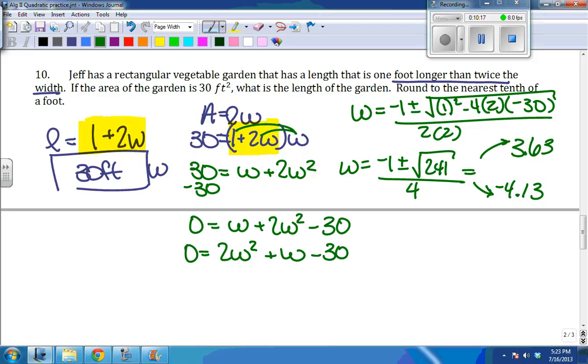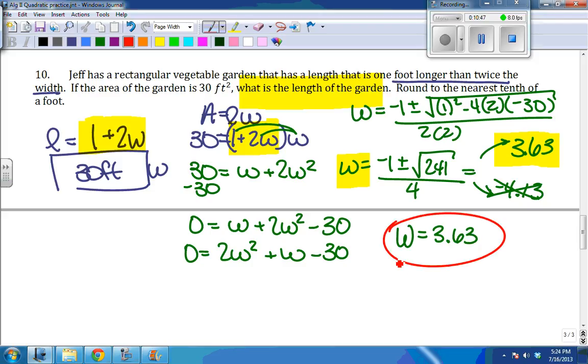Now I'm going to go back and reread my question as I have for every single problem, and I'm going to make sure I answer it. So they want to know the length. What was the length of the garden? Well, I know I can't have the negative because you can't have a negative length, so I'm going to consider the positive 3.63. However, if you notice the question says length, the letter we solved for was W, and W stands for the width. So right now I have solved for my width, I have not solved for my length.